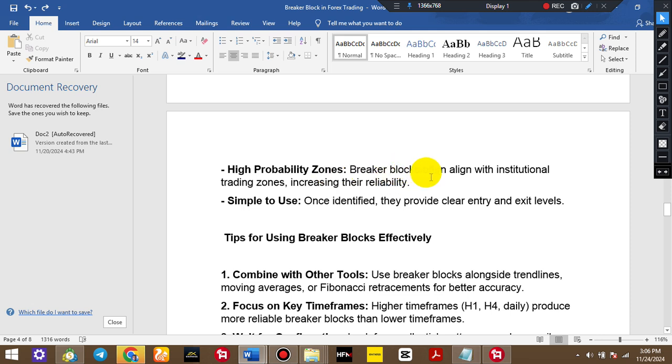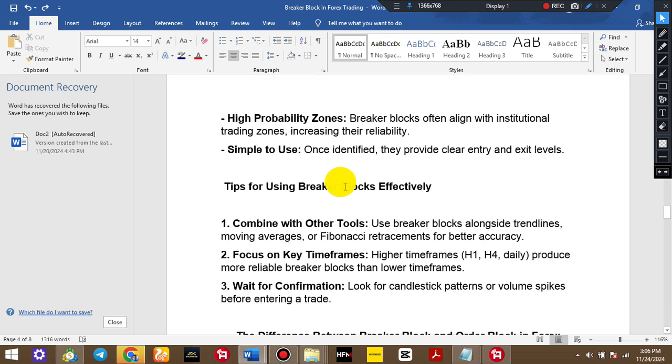Breaker blocks often align with institutional trading zones, increasing their reliability. Get it? Simple to use. Once identified, they provide clear entry and exit levels. So you don't have to start pondering which area will I put my stop loss, where should I take my entry. No. In the case of breaker block, it's not like that. Is that clear? It helps you to identify the area where you should take your entry and the area where you should put your stop loss.